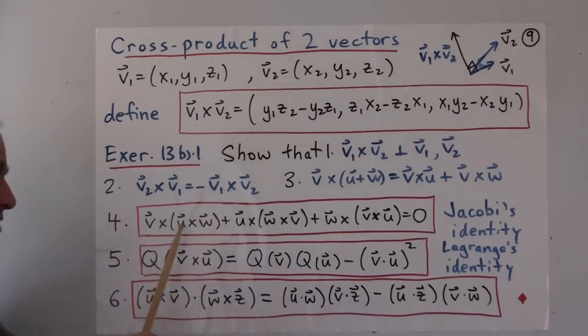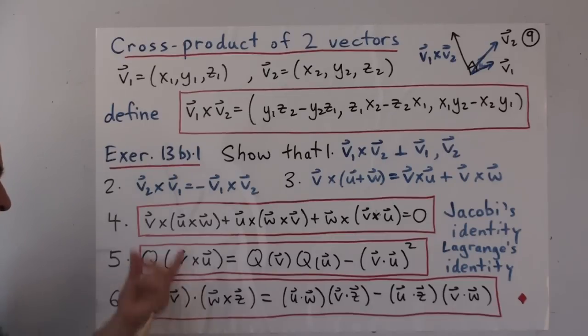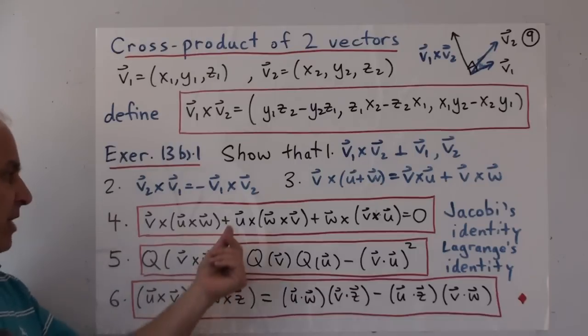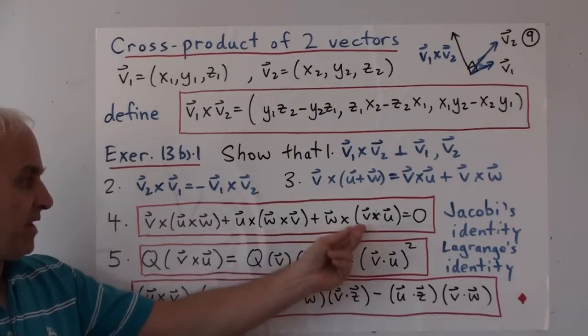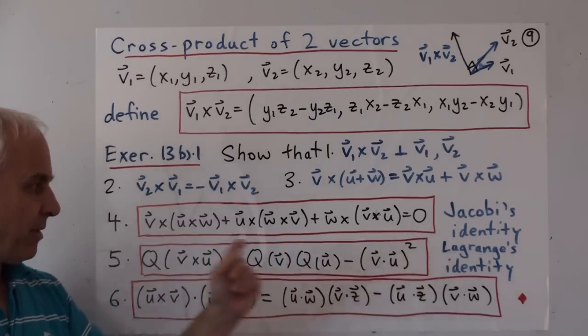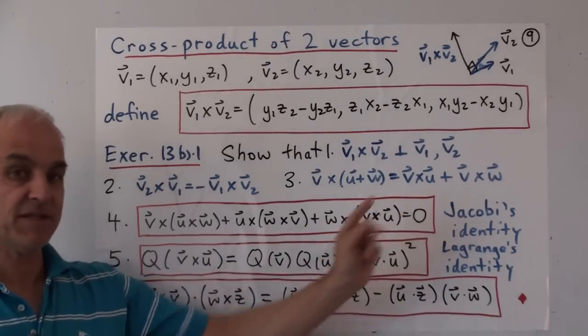And then there are some more fancy, interesting properties of the cross product. The first is Jacobi's identity, which is that V cross U cross W, now that's going to be another vector, because U cross W is a vector, and you're allowed to take the cross product with a vector and that one. So that combination plus U cross W cross V plus W cross V cross U, they all amount to 0. Maybe I should say the 0 vector.